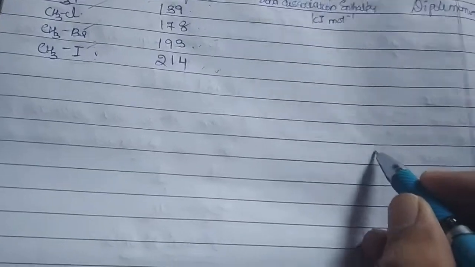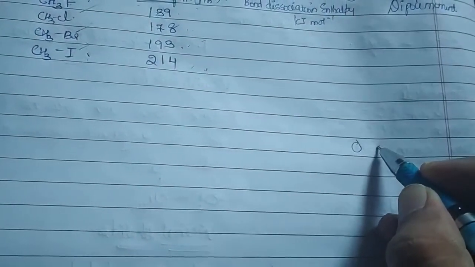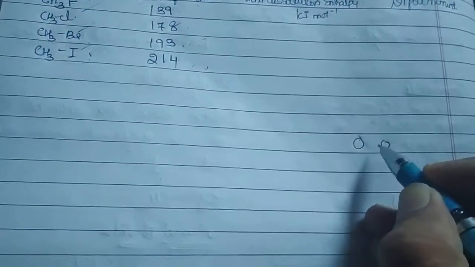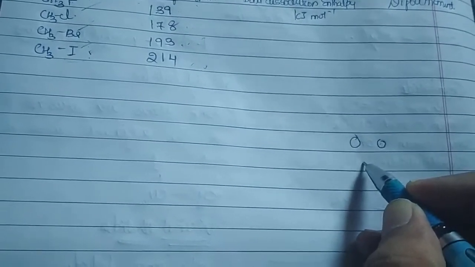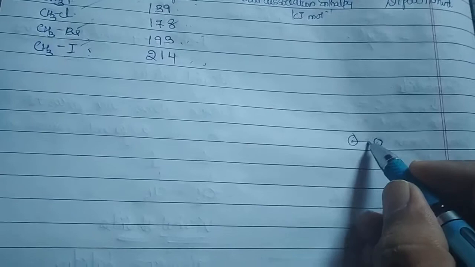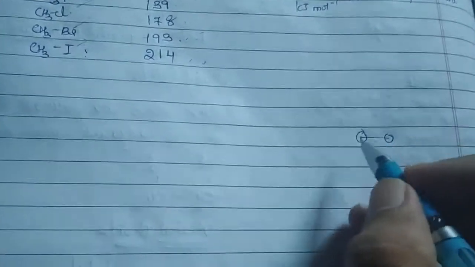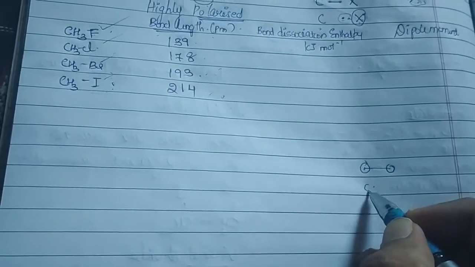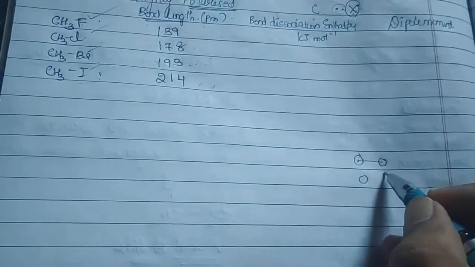Of course, if I consider methyl with just a mere representation, let us consider the fluoride in this way. Of course the distance will be this much, no problem. Then if I consider chlorine, of course methyl will be this one, but the distance to chlorine will be somewhat more.